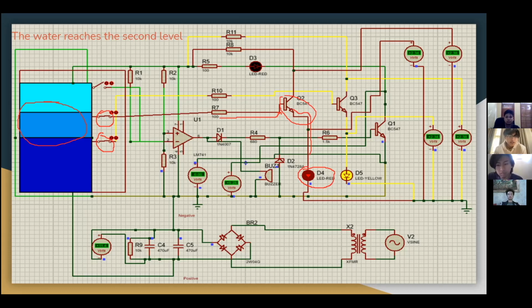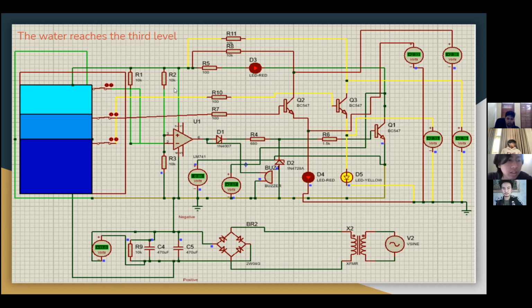So when the second level is reached, the LEDs from the first and the second will both be turned on. Okay, the last one is the third level, which is indicated by the lighter blue. Here, as before, it will trigger the yellow LED and red LED, but in addition, there's also a red LED and a buzzer that will generate sound when it reaches the third level.